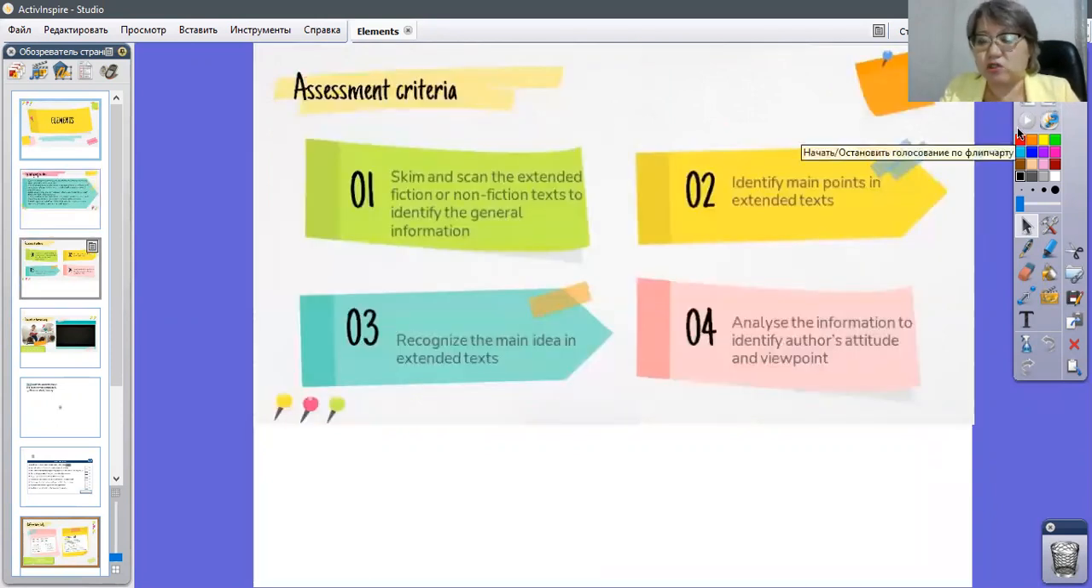The assessment criteria: to skim and scan the extended fiction or nonfiction text to identify the general information, to identify main points in extended texts, to recognize the main idea in extended text, analyze the information to identify author's attitude and viewpoint.